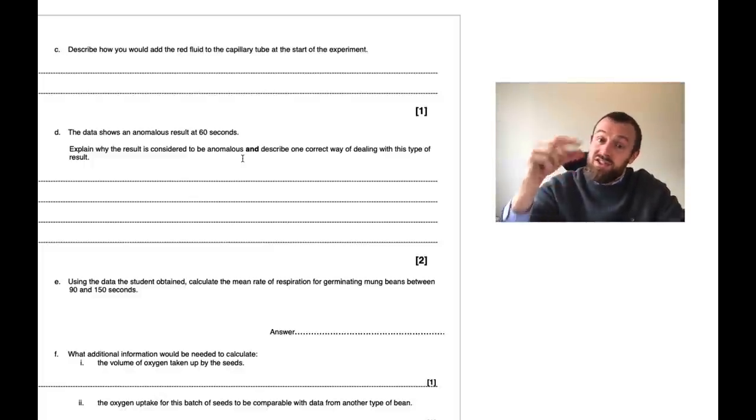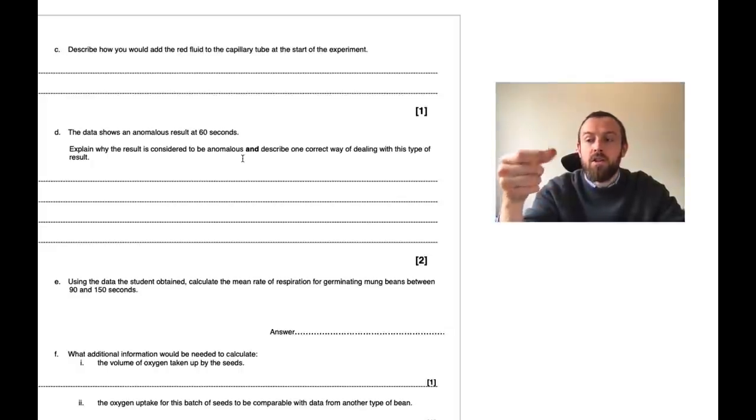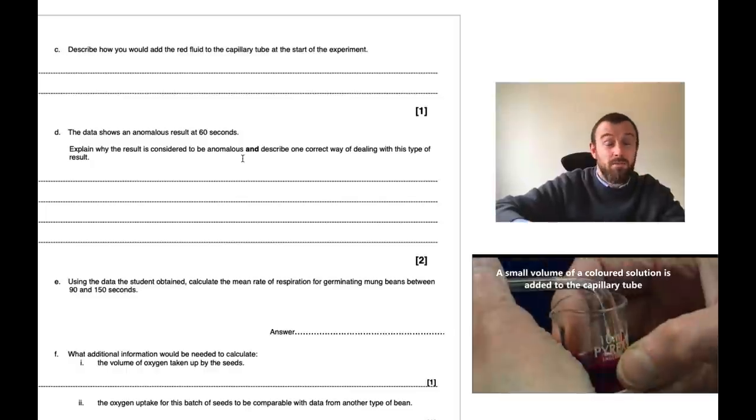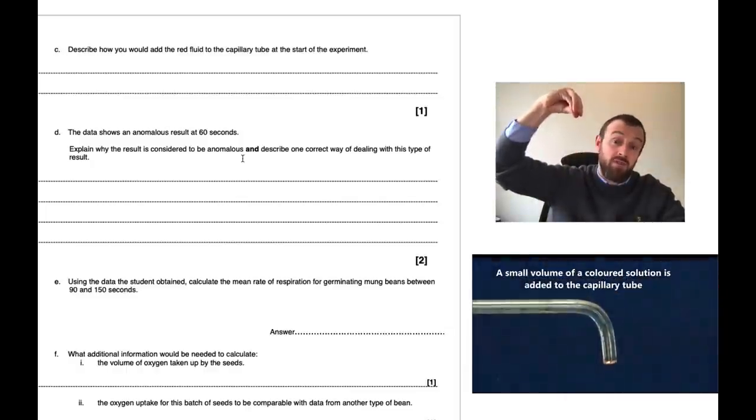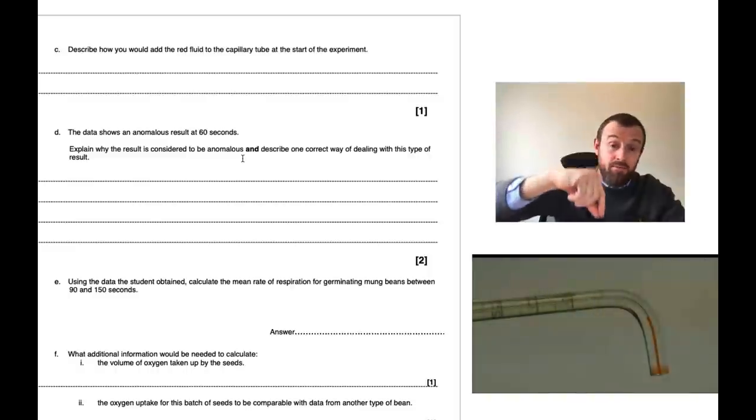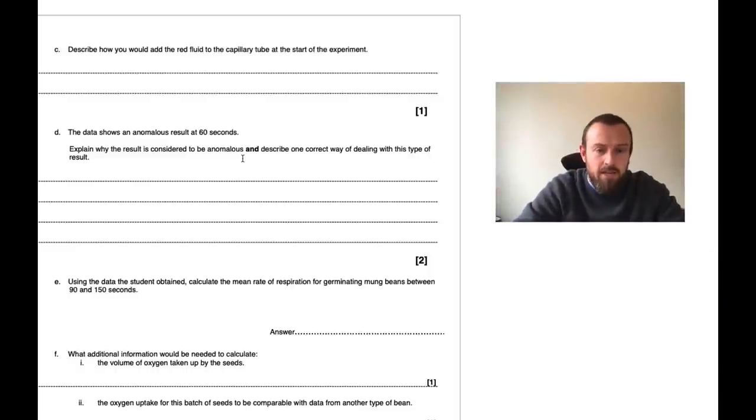It's very similar to actually the xylem vessels, which could be tested this year, in a plant. So basically, if you just put the capillary tube into some red liquid, it will just be drawn up by capillary action. Okay, so that's what you need to say. Just dip it in some red fluid. I'll show you the mark scheme in just a second.